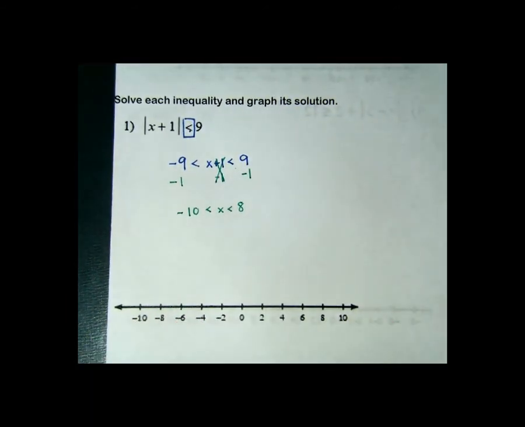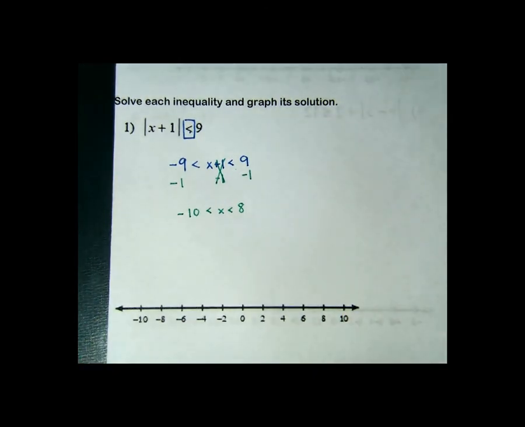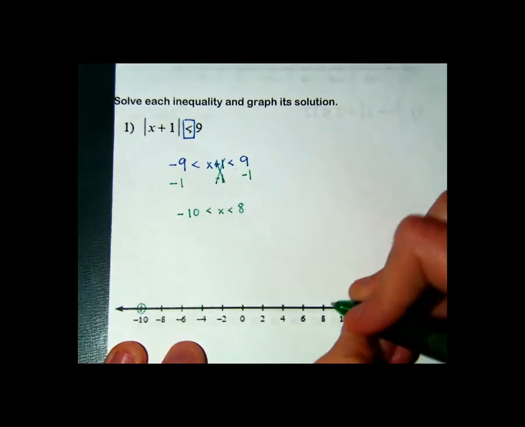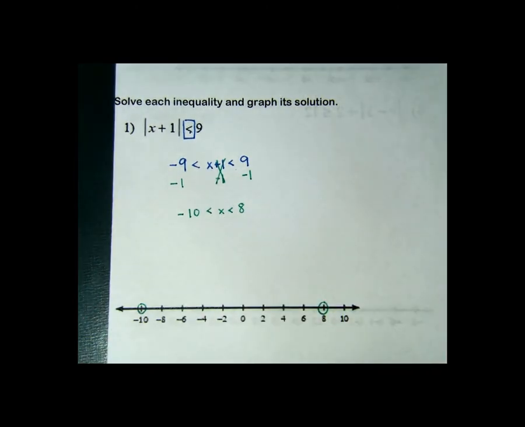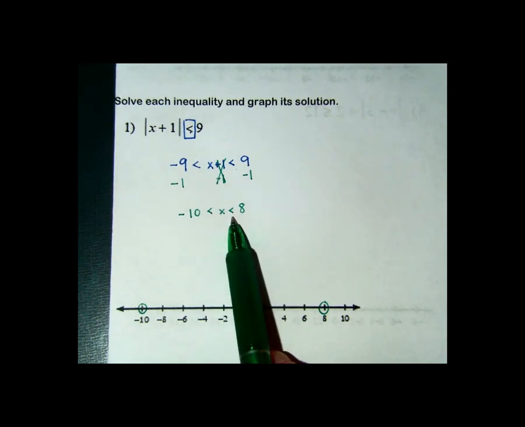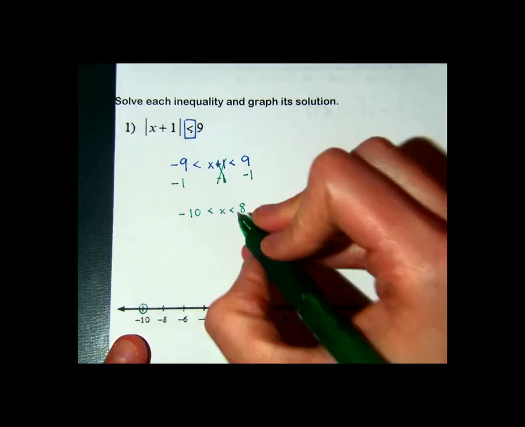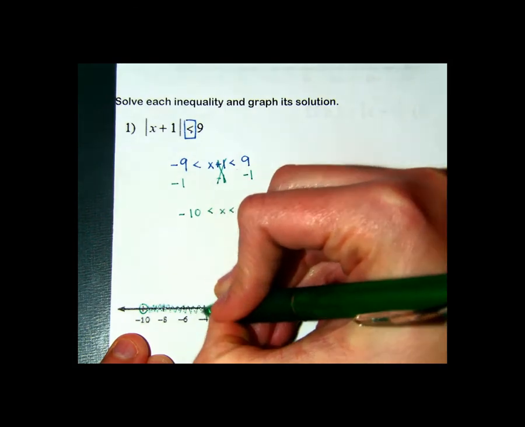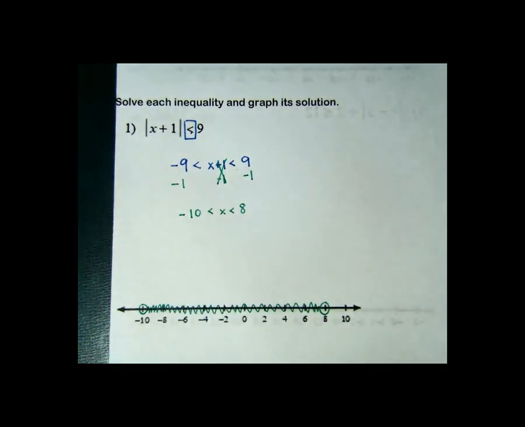It might have been a while since you've graphed these as well, but we're going to do that too since it says and graph its solution. To graph these, I'm going to circle both negative 10 and 8. I need to decide if it's open circle or closed circle. Since there is no or equal to, then it is an open circle. And this is x is between these two, so I'm going to shade the line segment in between those two numbers. And that is how I graph those compound inequalities.